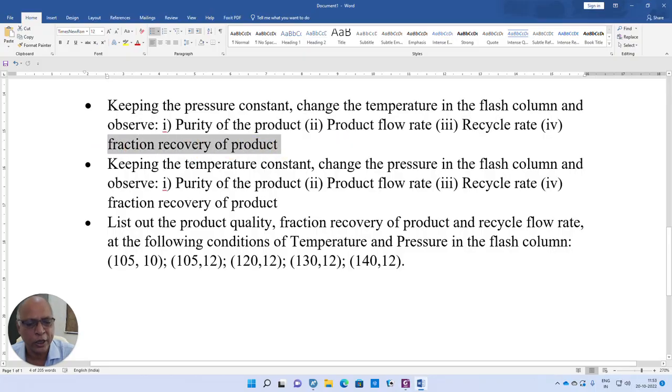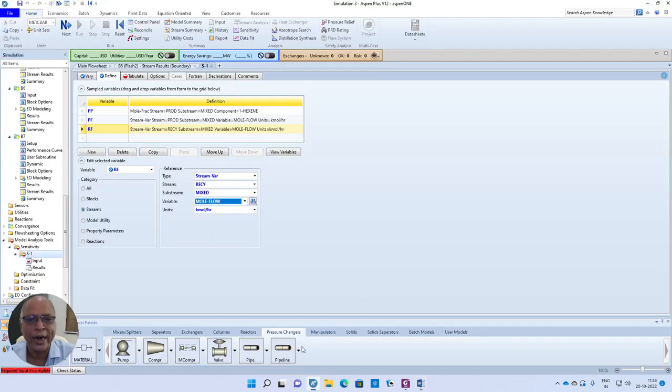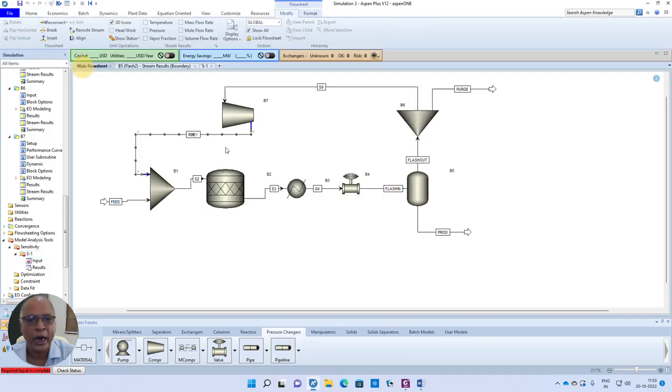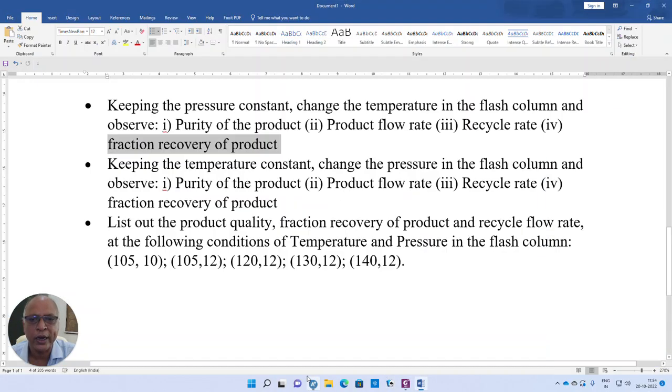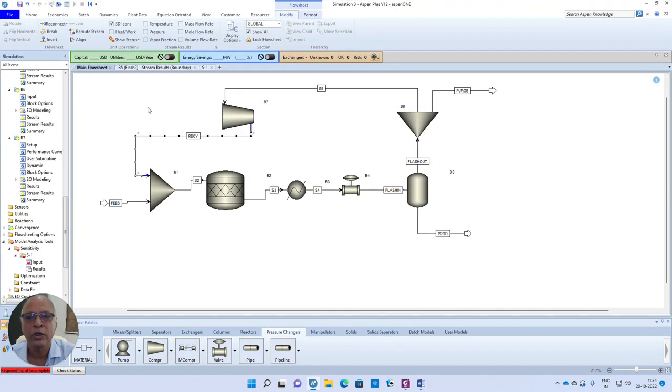With respect to this fraction recovery of product, it is the amount of hexene entering into the flash column and the amount of hexene leaving through this product divided by the amount of hexene entering through this inlet. That is what is meant by fraction recovery. So in order to do this, I need two variables. What is the amount of hexene entering into the column? What is the amount of hexene available in the product stream? That ratio I would like to see. So let me define another set of variables.